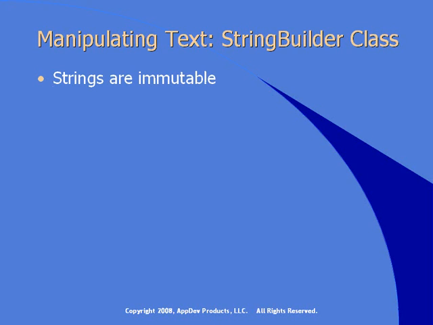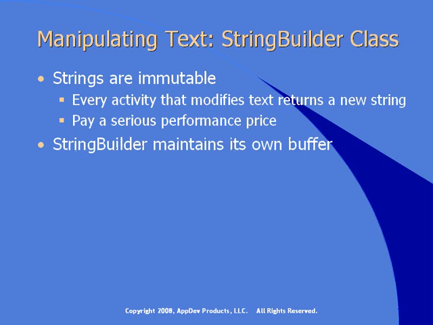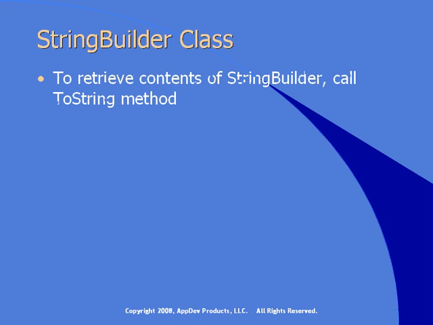I've said this several times already, but strings in .NET are immutable. Every activity that modifies the text in a string returns a new string back to you. You pay a serious performance price for making multiple modifications to the same string, or a series of modifications to a string. The StringBuilder class takes care of this. It maintains its own buffer, and it grows as necessary to accommodate changes. It can be more efficient than the standard string class. To retrieve the contents of a string builder, you just call the toString method, and it hands you back the contents, the string that it contains.